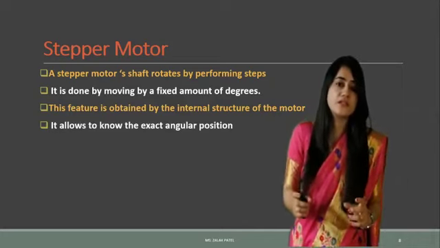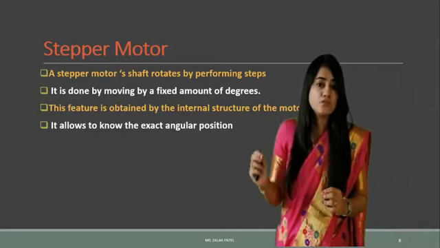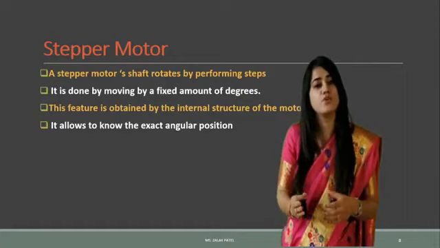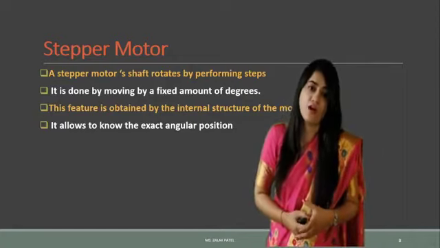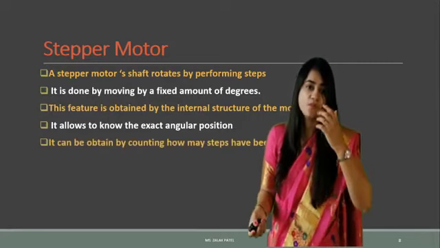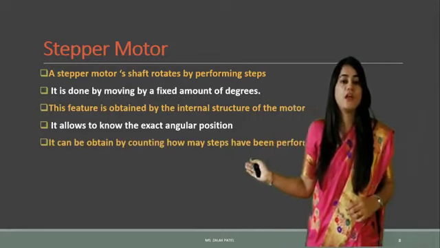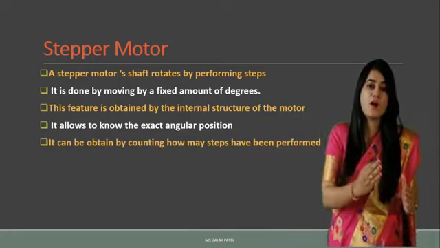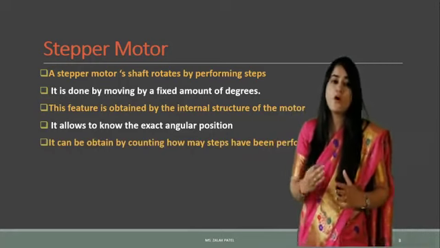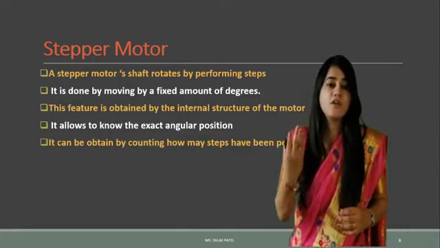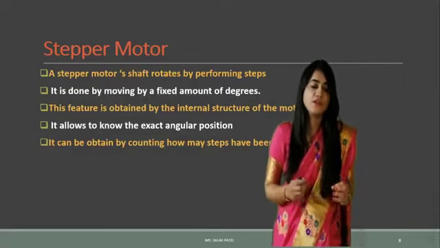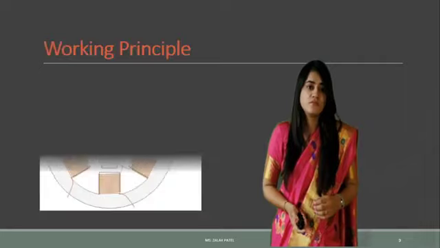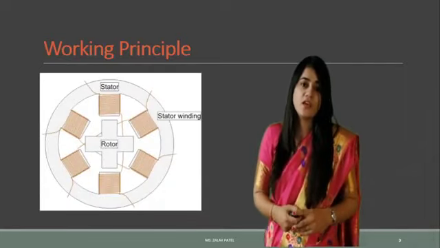A stepper motor changes position according to angle. It can be moved to 30 degrees, 40 degrees or 60 degrees according to the requirement of the user. This is done by counting how many steps are on, meaning how many steps will be changed. According to those steps, the angular position of the motor will change and you can achieve the desired position. The next one is the working principle.